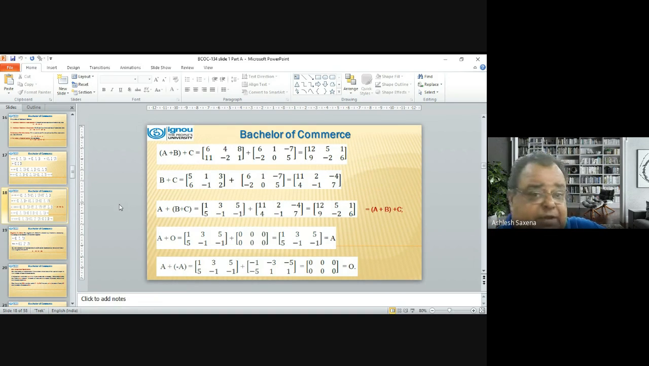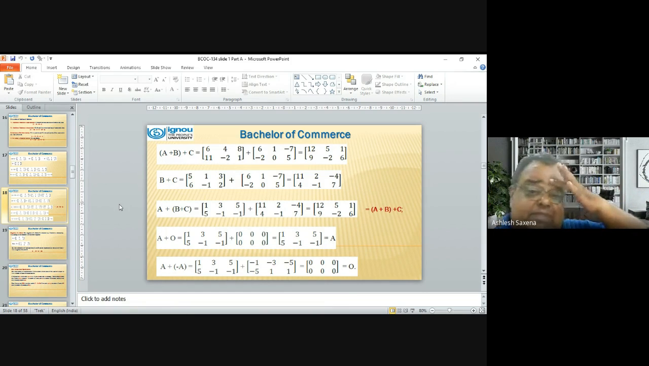Now we move to A plus B plus C. We have three matrices. We have seen A plus B, that is 12, 5, 1, 9, minus 2, 6, and B plus C is 11, 2, minus 4, 4, minus 1, 7. If we are adding up A plus B plus C, we are going to get 12, 5, 1, 9, minus 2, 6, which will be same as A plus B plus C. You have seen it at the top. That is the second property which has been taught to you.